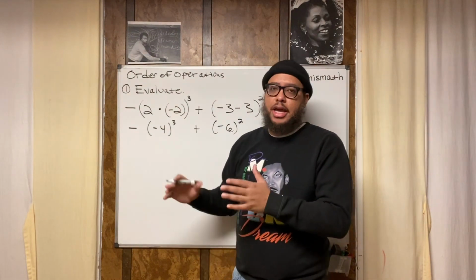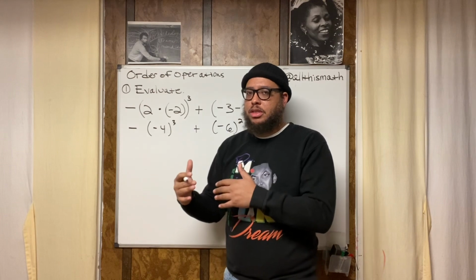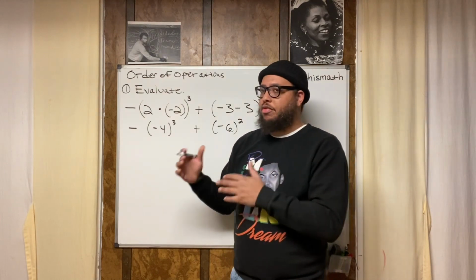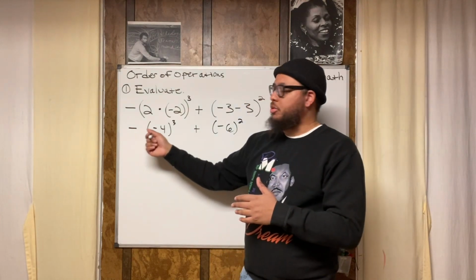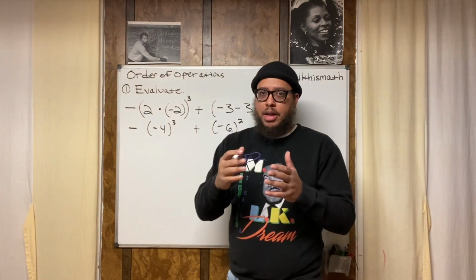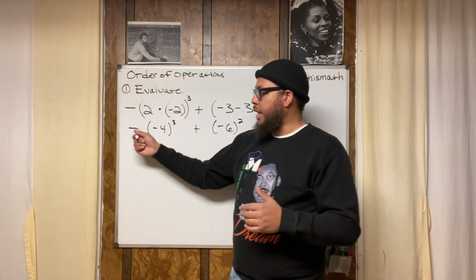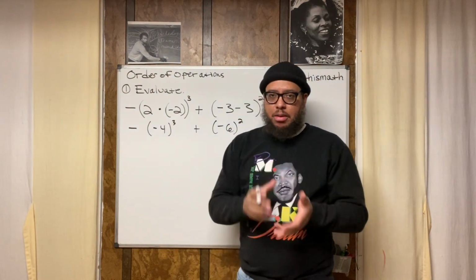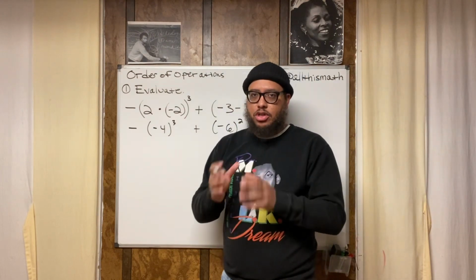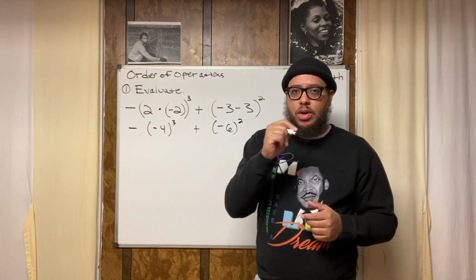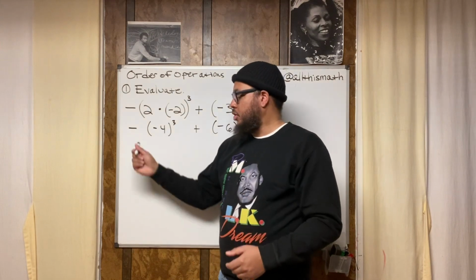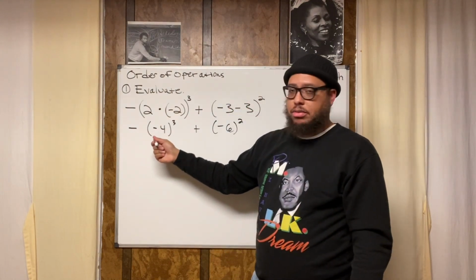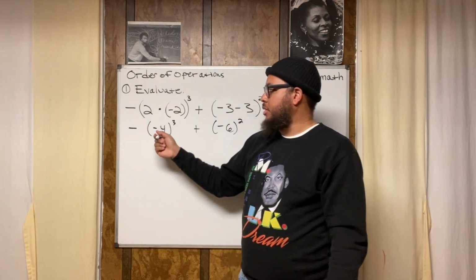Whenever you see a negative sign just in front of a number or in front of parentheses, that's really an abbreviation of saying negative one times whatever this is. Just remember that, write that down, make a note of that. A random negative sign in front of a number or a variable or a term really means negative one times whatever it's next to. So negative one times whatever's to the right of it. So this is saying negative one times negative four.